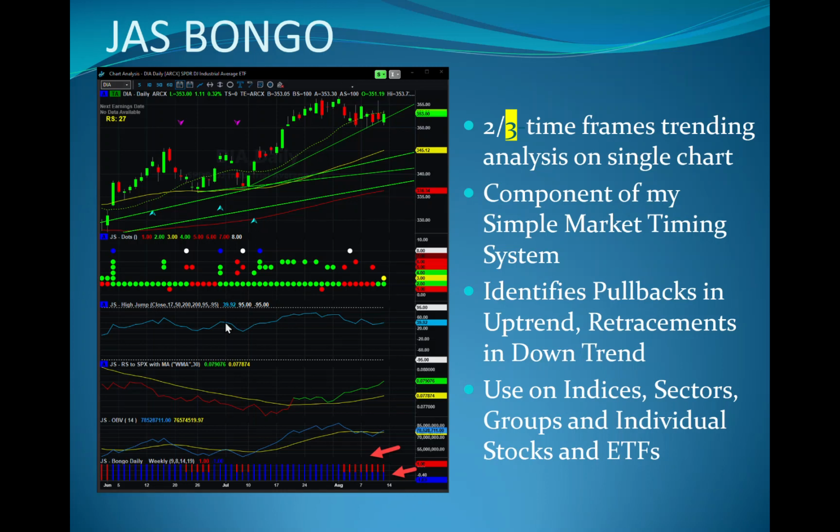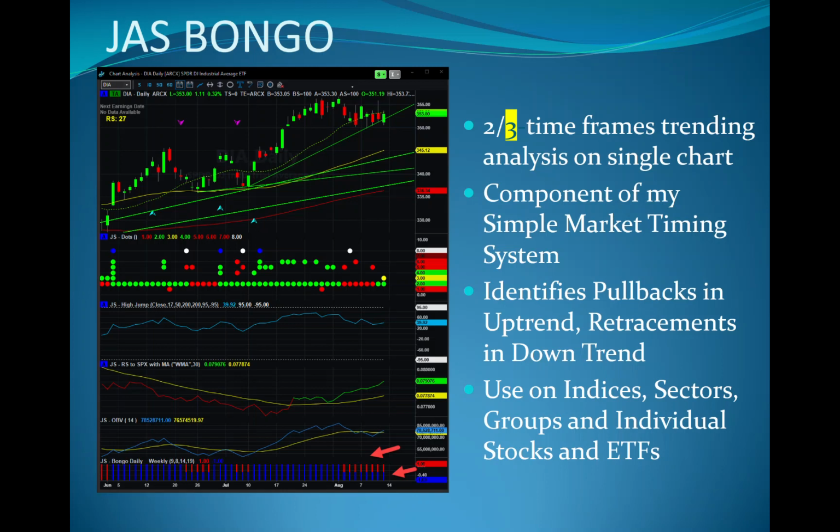So this is my TradeStation chart. We're going to go through this during this session, but I have a 2 time frame BONGO in TradeStation. So it's got the daily and the weekly. I've coded them here red for BONGO off or sell, and blue for BONGO on or buy. You can change the colors to your heart's content. In WealthCharts and in TradingView, it's 3 time frames, but for my trading, 2 is plenty. It's a component of my simple market timing system.